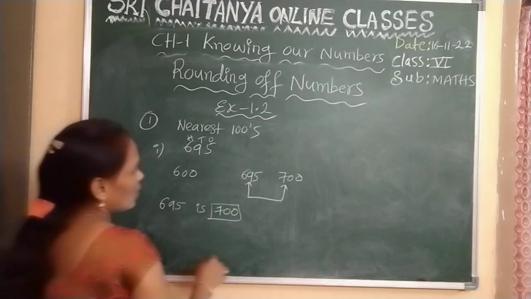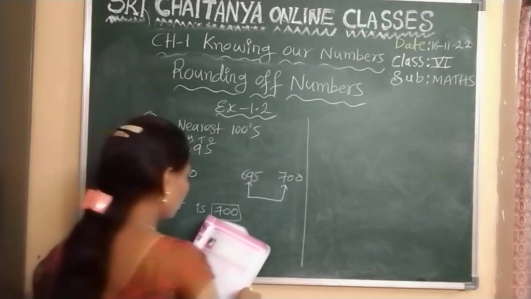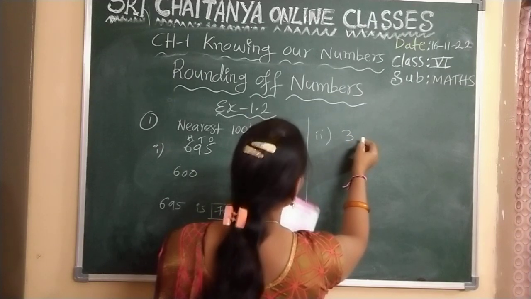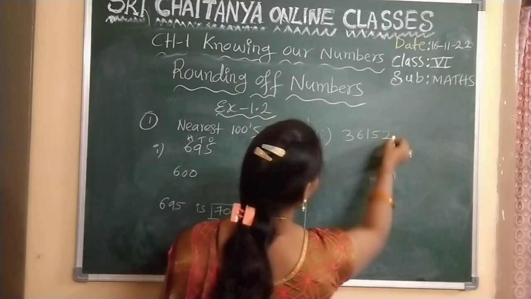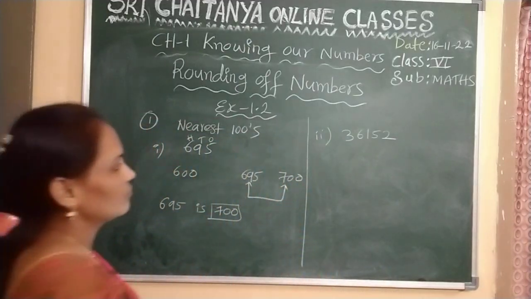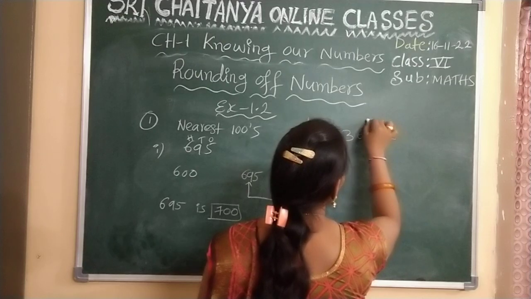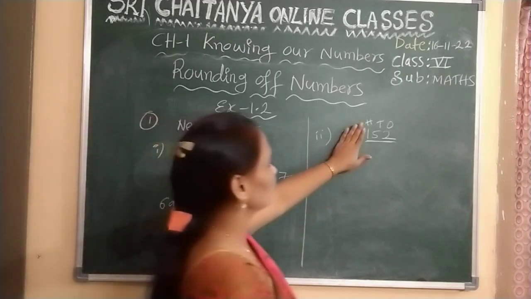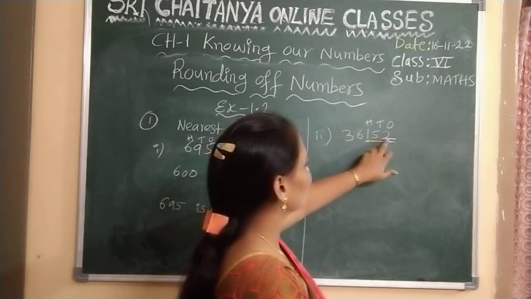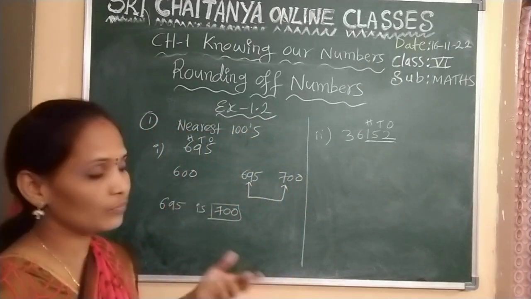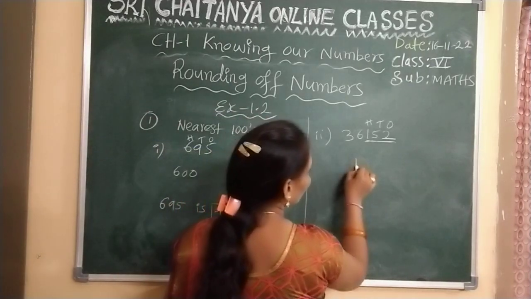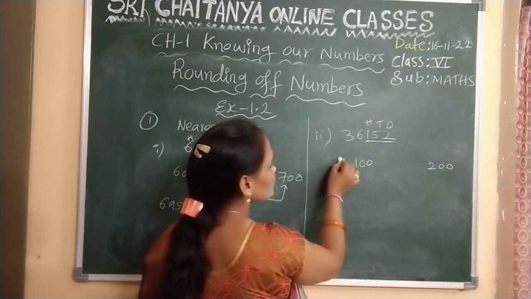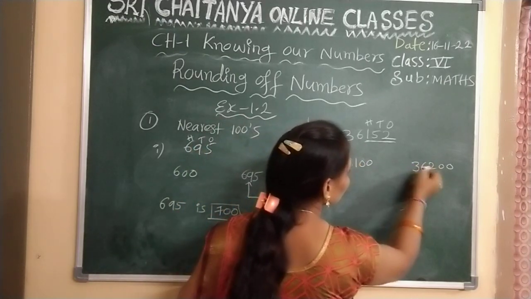Now the second one given is 36,152. Here: ones, tens, hundreds. We are talking about 152. We should forget about these two digits, just 152. It lies between 100 and 200, yes or no?